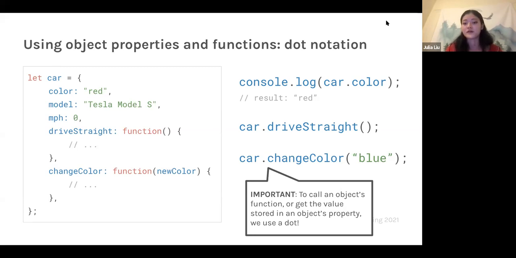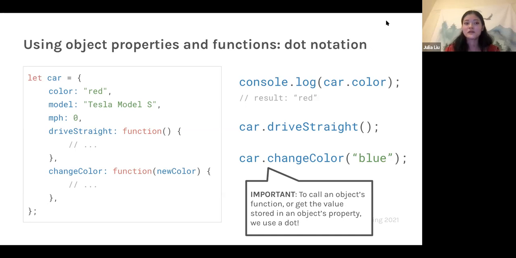So you do dot notation with car and driveStraight. And remember, since it's a function, you have to call it with parentheses at the end. So this line basically just calls the driveStraight function from this object that is called car. And then finally, the last example is essentially the same, except you're passing in a parameter this time. So you're using dot notation again to change the color to blue.